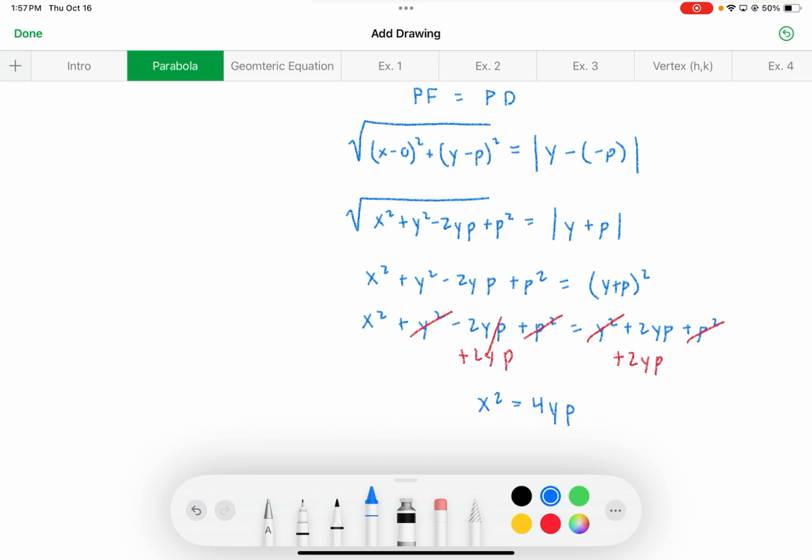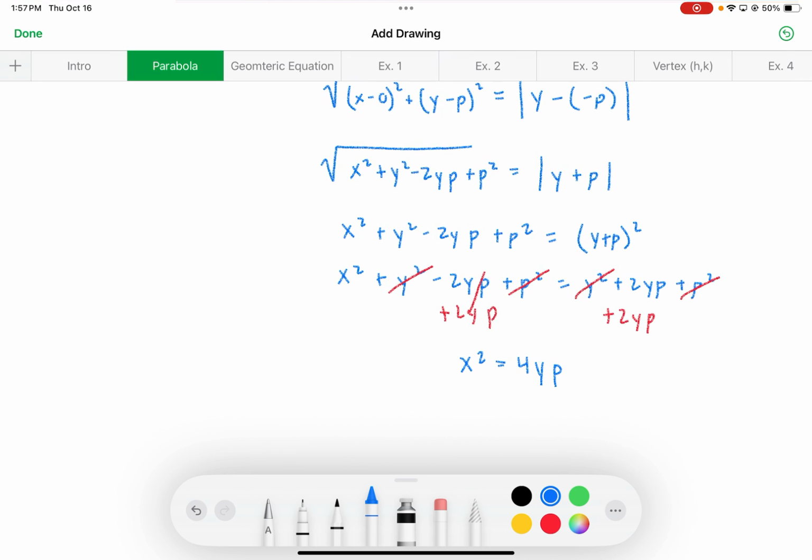So sometimes you will see an equation of a parabola by this geometric definition written like that. Our textbook actually reverses it. They solve for the linear variable. So if I solve this for y, I'm going to think of it as y equals 1 over 4p times x squared. So this is the version we're going to use.